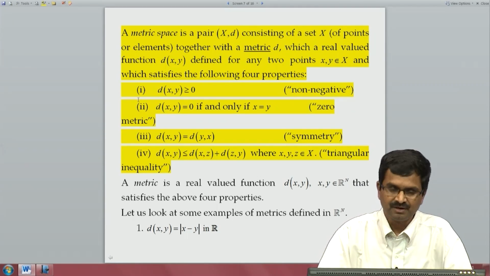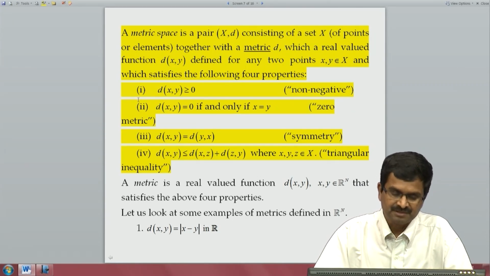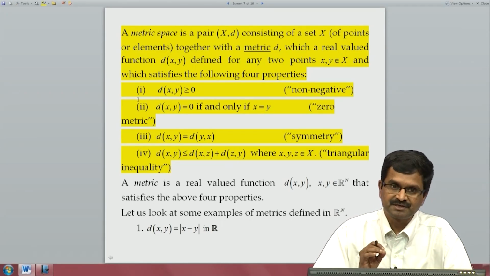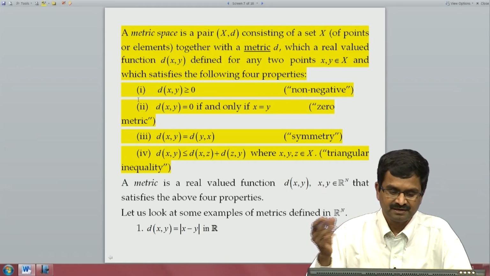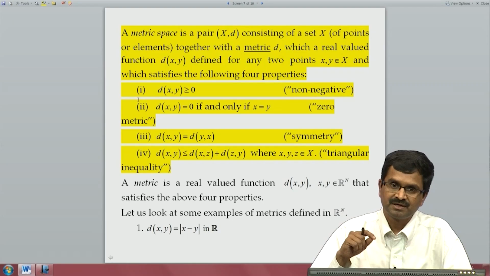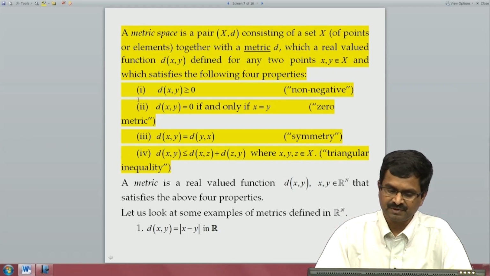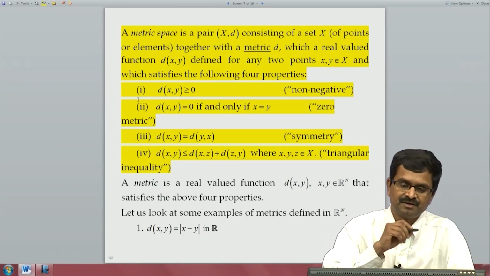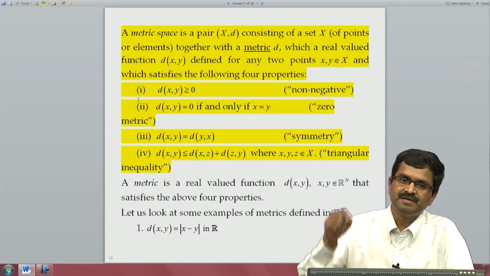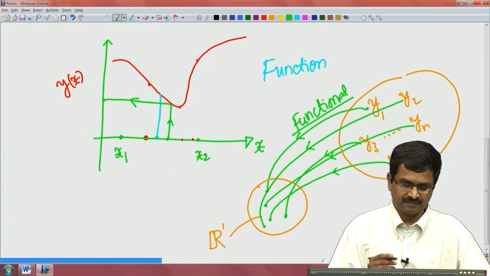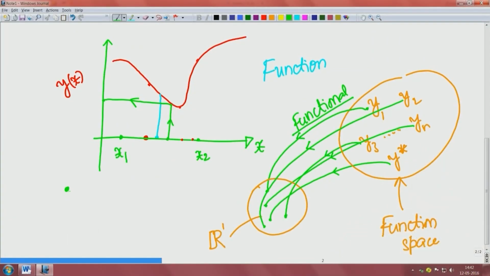And the fourth one, which is somewhat non-trivial but yet very obvious, is that the metric between 2 points x, y is less than or equal to, if you take another point z, the distance from x to z plus the distance from z to y, or y to z because of symmetry. This is called the triangular inequality. It is quite obvious because if I am given, let us say, 3 points a, b, c. Let us say we take point A, point B and point C. So, this is A, B and C.